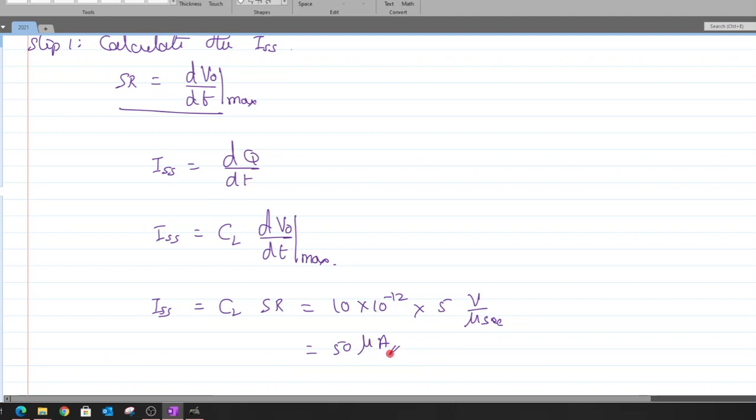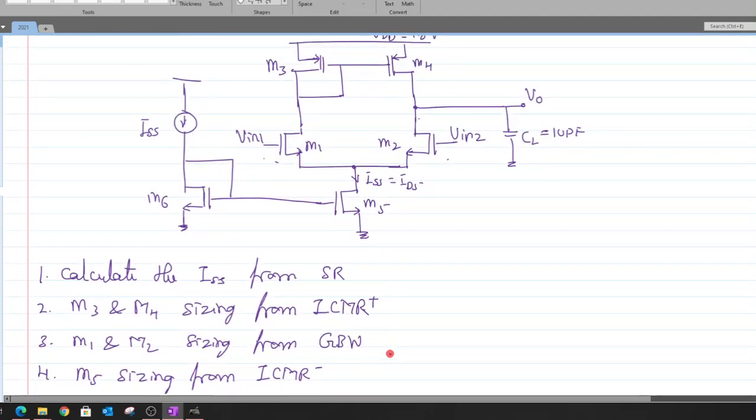Now that we have performed the first step, since the total current that flows through this tail current is defined as 50 microampere, under the equilibrium condition, that is when the differential input is equal to 0, the currents through the M1 and M2 transistors will be equal to half the value of ISS, which is 25 microampere in each of these branches, provided you have a common mode input that is certainly above this particular range.